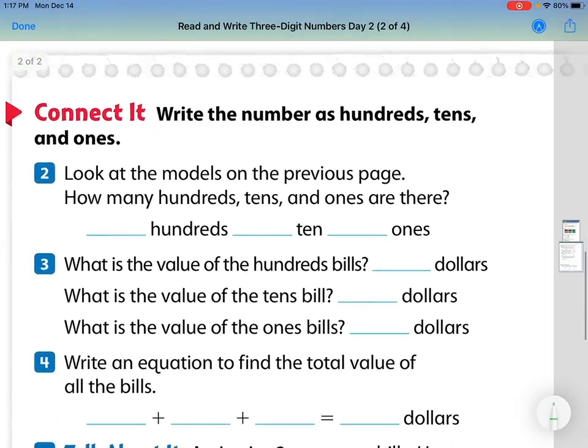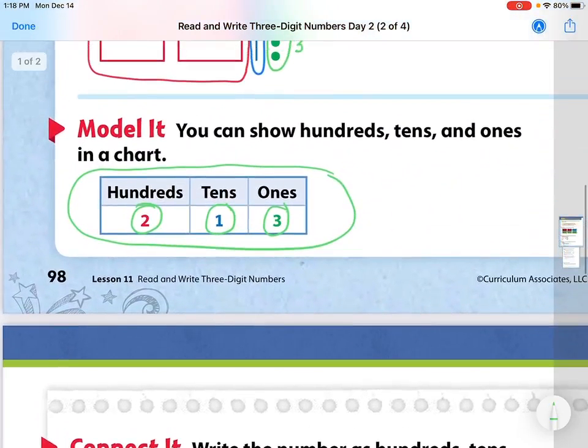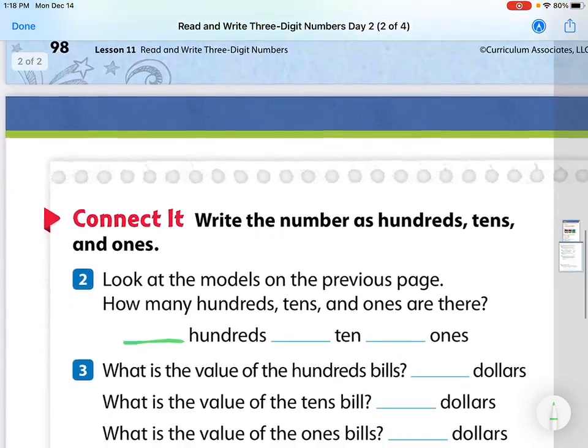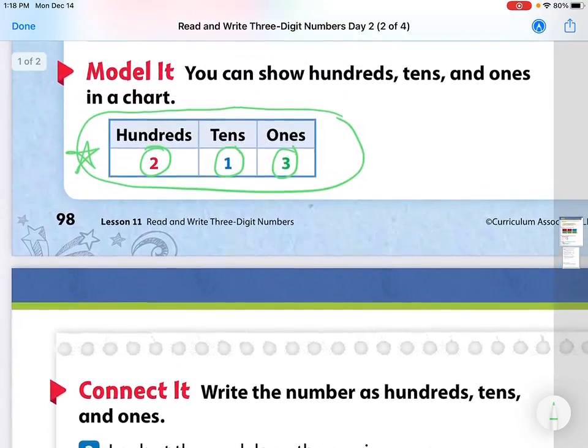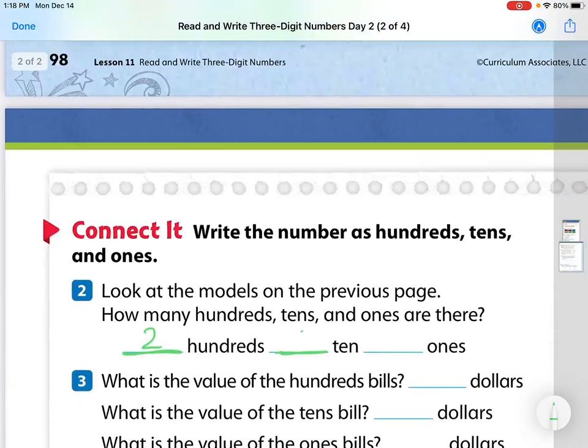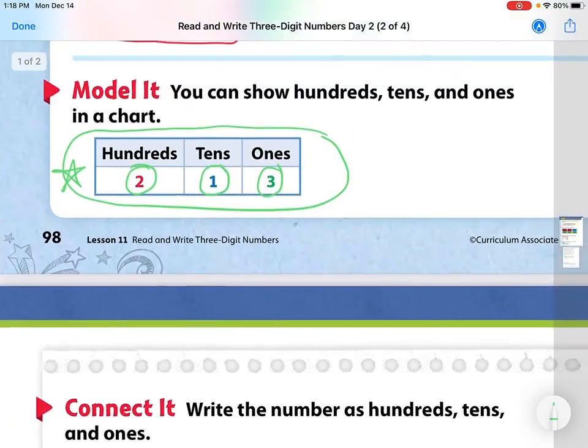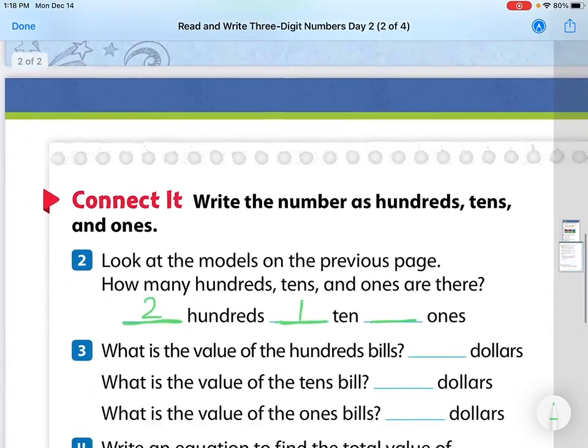The next page says, look at the models on the previous page. How many hundreds, tens, and ones are there? Well, Amir won how many hundreds? He won 2 hundreds, and I can see it right there. Okay, so he won 2 hundreds. I'll put that here. How many tens bills did he win? He got 1 ten. And how many ones did he get? Let's take a look. 3 ones.